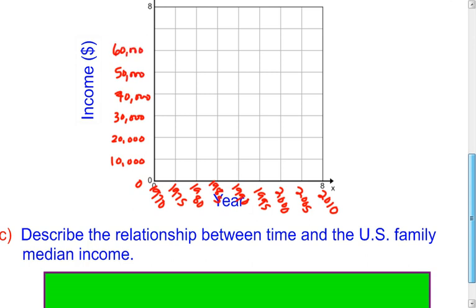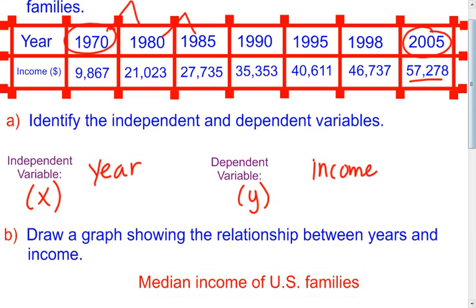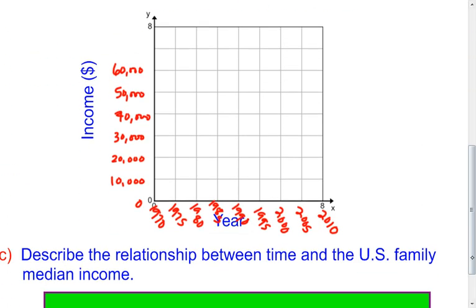Now what you're going to do is graph the ordered pairs. I'm going to make an ordered pair out of 1970 and $9,867. So I'm going to find 1970 along my x-axis, that's right here, and then I'm going to go up $9,867. So I'm going to be almost at $10,000.